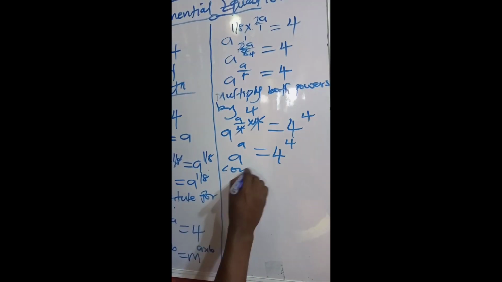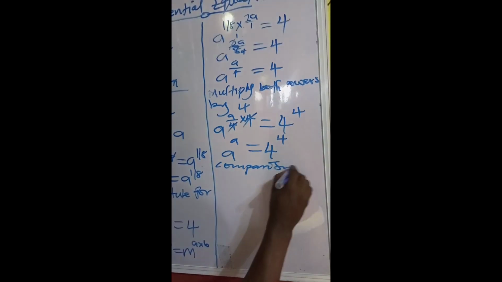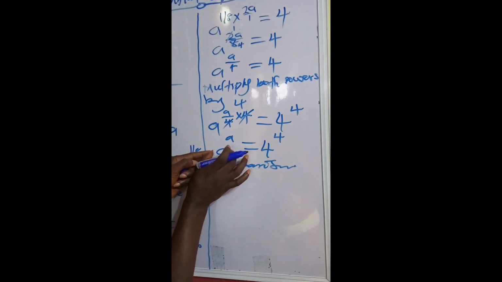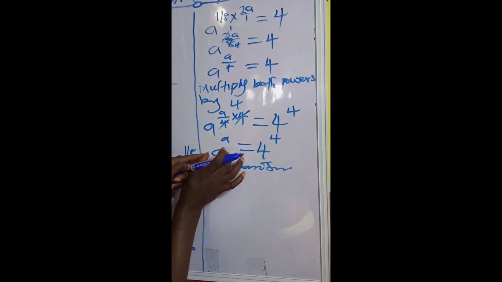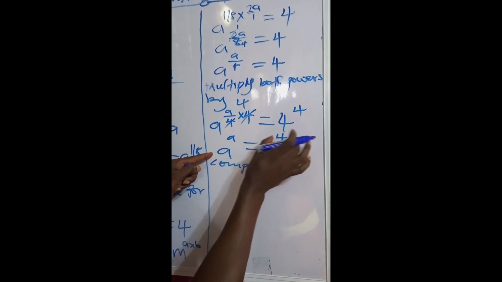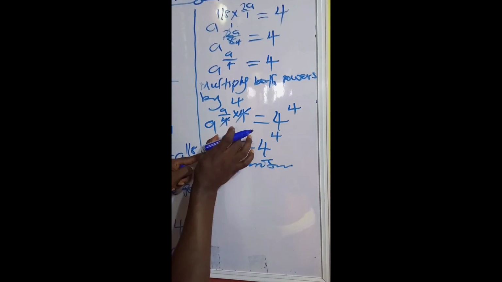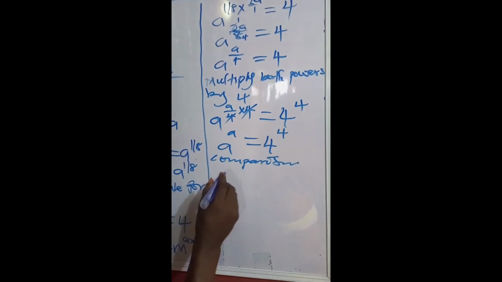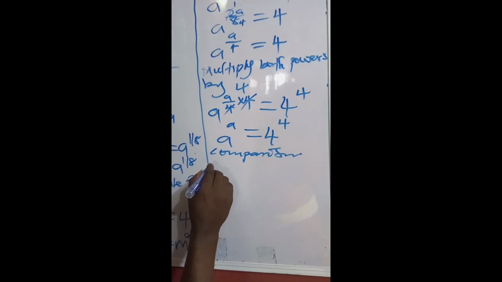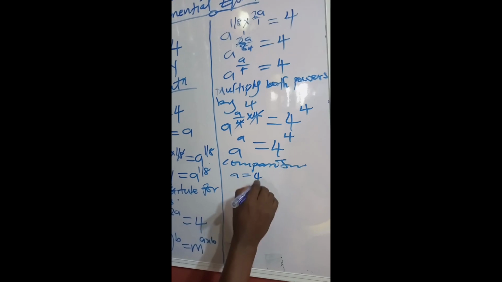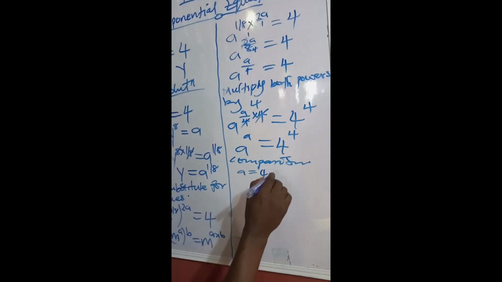You are doing comparison here. By doing comparison, you are going to consider that this is a base and this is a power. So the base here is equal to the base here, and the power here is equal to the power here. In that regard, at the power side, we know that a is equal to 4. At the base side, a is also equal to 4.